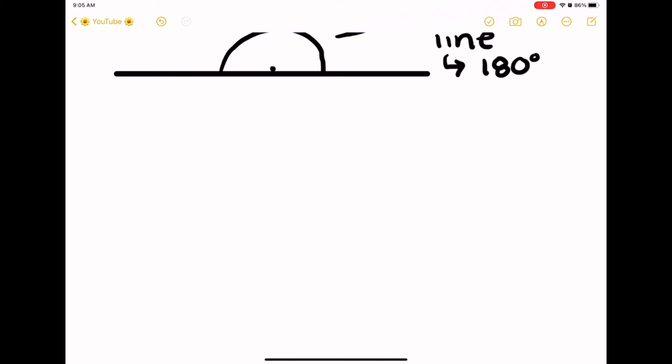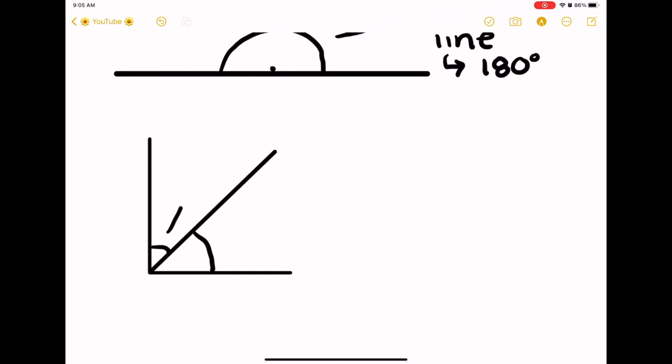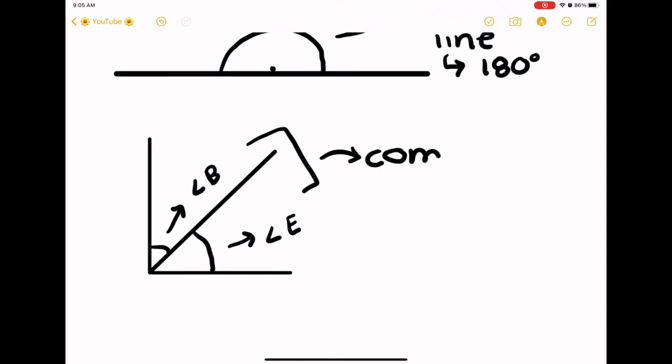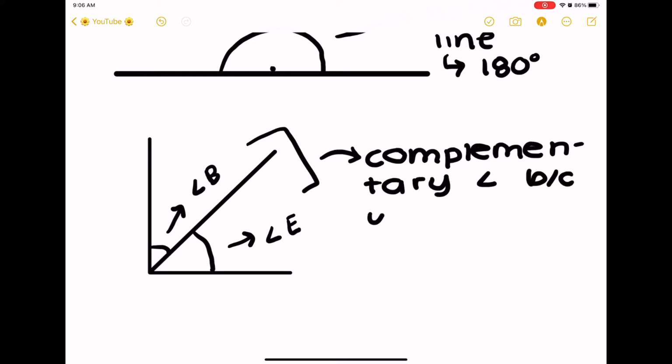Now you might be wondering, how does this relate? But complementary angles, let's say angle B and angle E, when added, they will equal 90 degrees. They will equal a right angle. So a complementary angle, or complementary angles, add to 90 degrees.